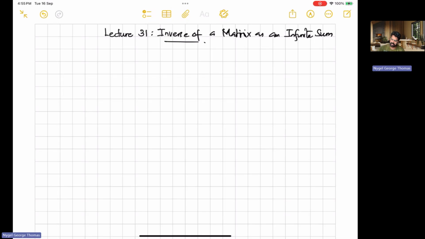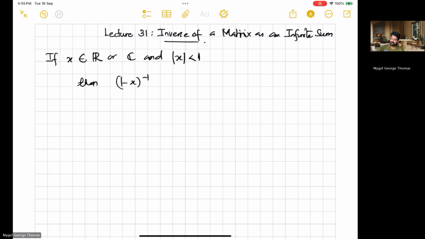Here we're trying to extend this idea from normal sequences, from real numbers. If x belongs to R or C, and if modulus of x is less than 1, then (1 minus x) inverse can be expressed as 1 plus x plus x squared plus etc. to infinity. This is one way.